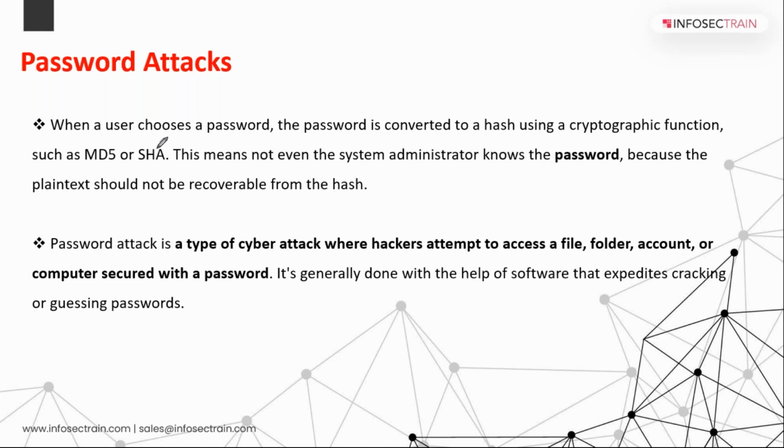So what has the user been doing? First, the user chooses a password. That password is converted using a cryptographic function, which can be MD5 or SHA. That particular plain text password is converted into a hash. Now what does the attacker do? He will first try to collect this hash, and after that he will try to exploit this hash.